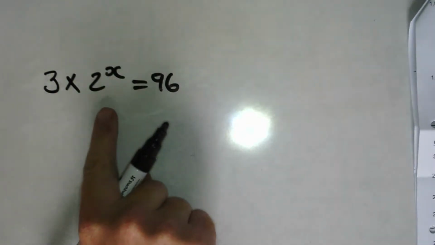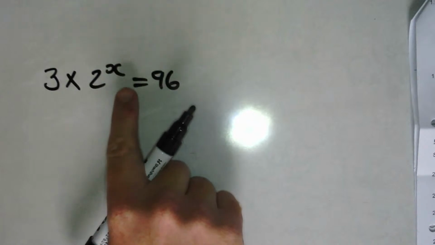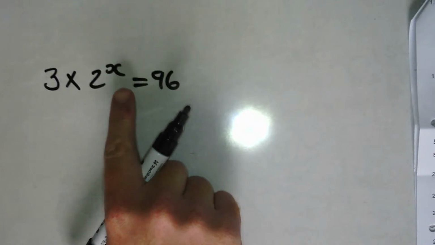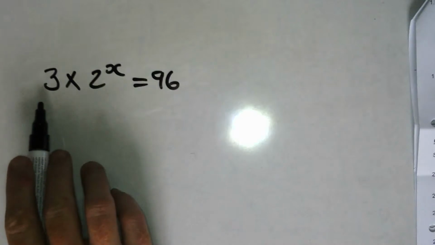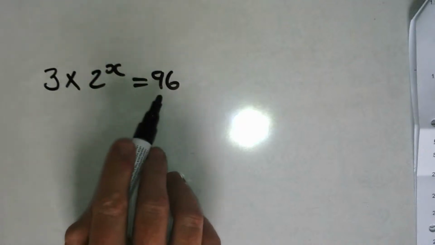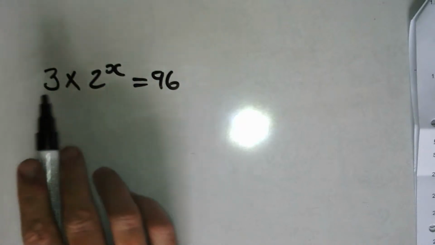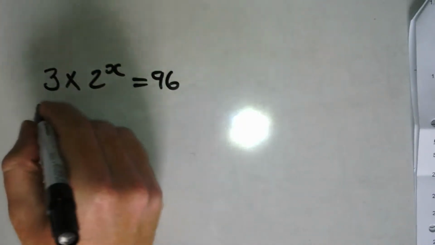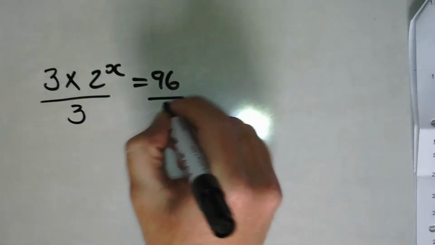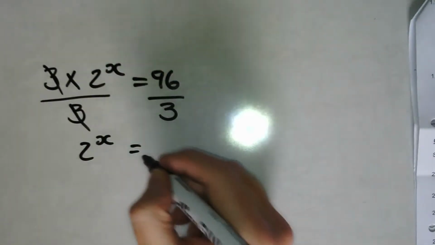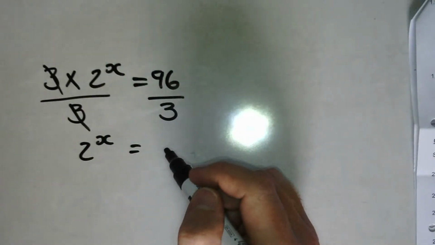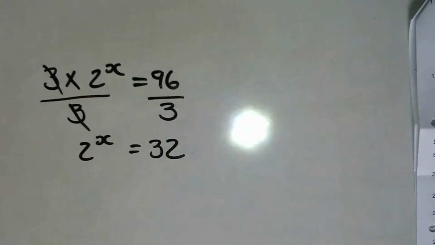Remember, you only want to work with a value that has the variable as an exponent in this regard. So you want to get rid of the 3. And the only way to get rid of the 3 is to divide by 3. But because it's an equation, whatever you do on the one side, you need to apply to the other side. So divide by 3, divide by 3. This will cancel out. We'll be left with 2 to the power of x. And then 3 goes into 96 32 times.